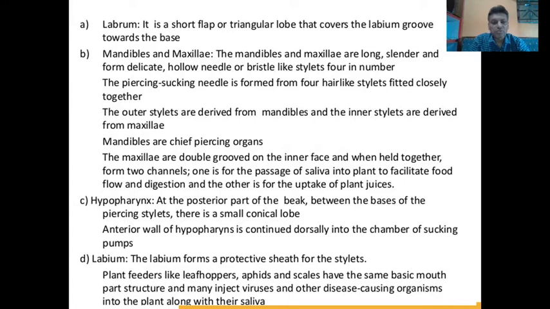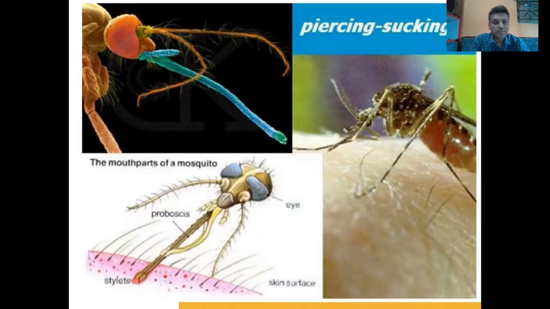Between the bases of the piercing stylets, there is a small conical lobe. This is called the hypopharynx. The anterior wall of the hypopharynx is continued dorsally into the chamber of the sucking pump. The labium, the lower lip of the insect, forms a protective sheath for the stylets. Plant feeders like leafhoppers, aphids, and scales have the same basic mouth parts, and many inject viruses and other disease-causing organisms into the plant along with their saliva.